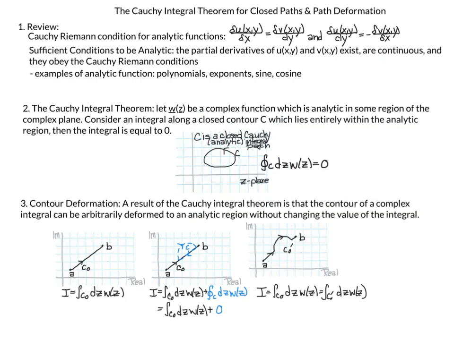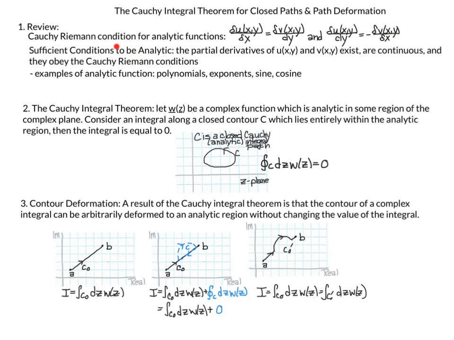To review what we have covered in this video, we first reviewed the Cauchy-Riemann conditions for analytic functions. That is, if we write our function in terms of u, a real function, plus i times another real function v, then we want the partial of u with respect to x to equal the partial of v with respect to y, and we want the partial of u with respect to y to be equal to the negative partial of v with respect to x.